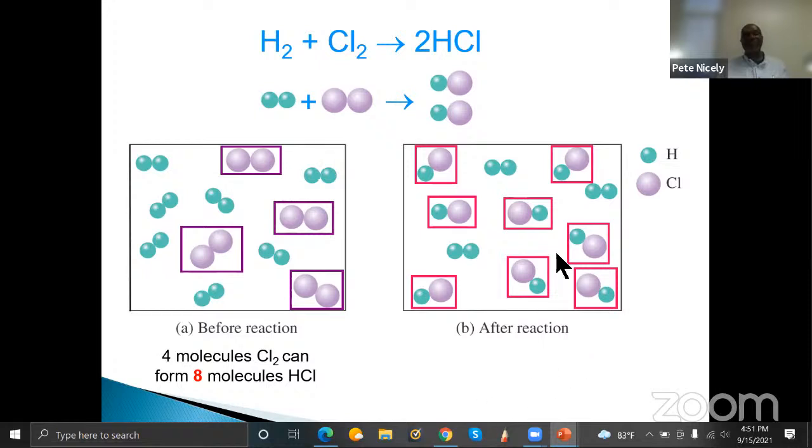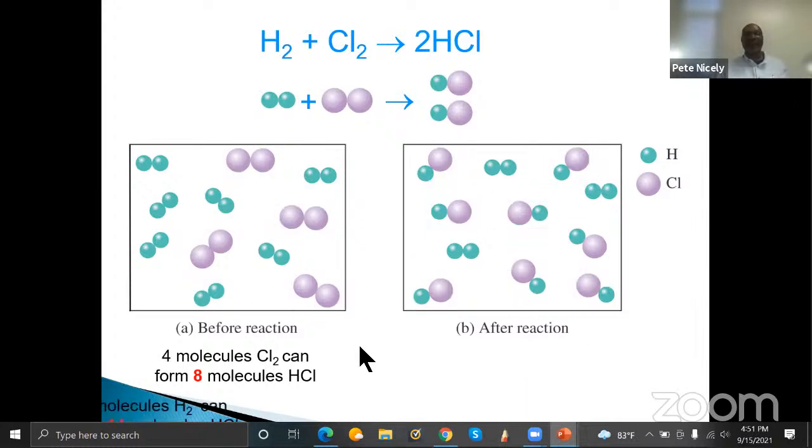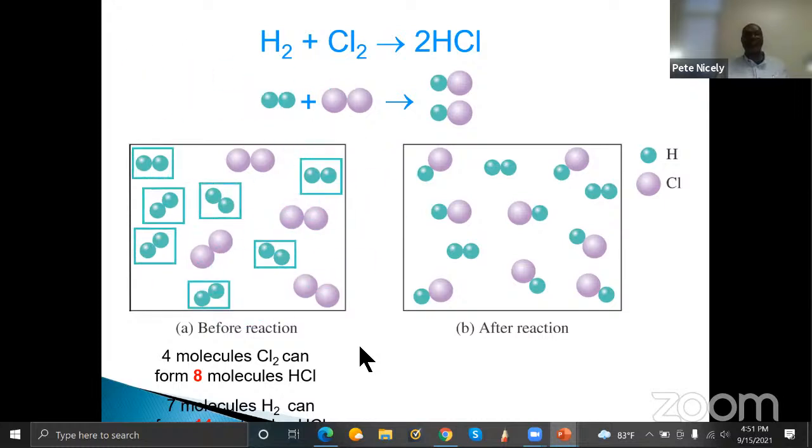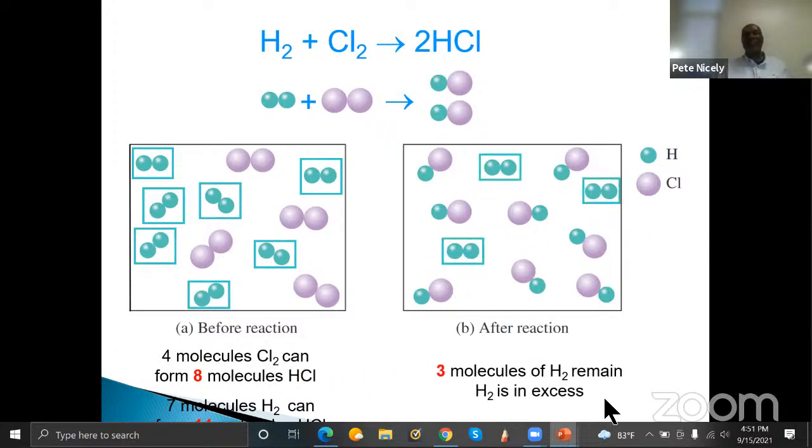So what this is showing you are the chlorine molecules, all of them being used up to produce the 8 hydrogen chloride molecules. And as a result, the hydrogens won't all be used up. You're going to have 3 molecules of hydrogen remaining, all right? Okay, so that's an actual chemistry example, and this is an explanation based on what happens at the molecular level.